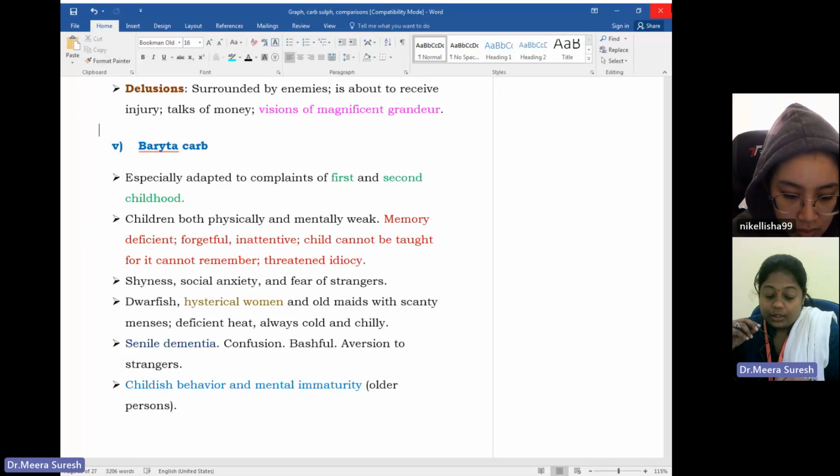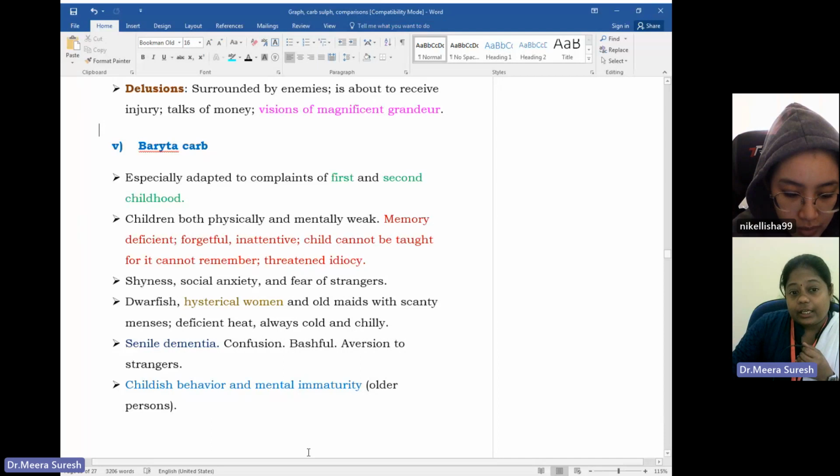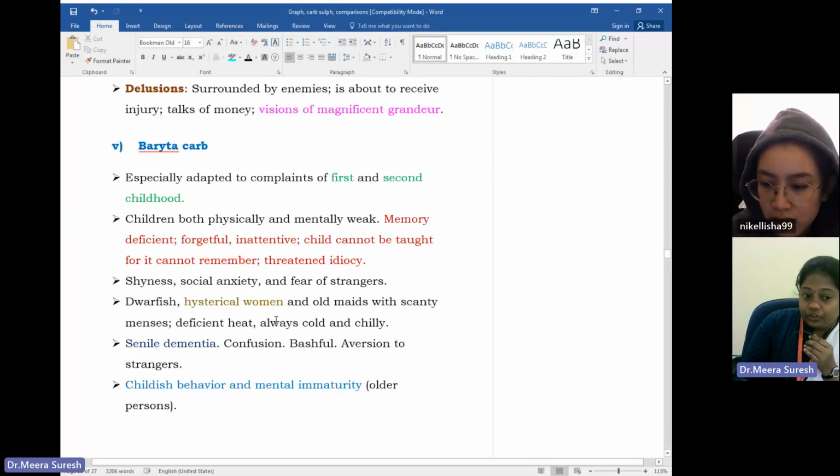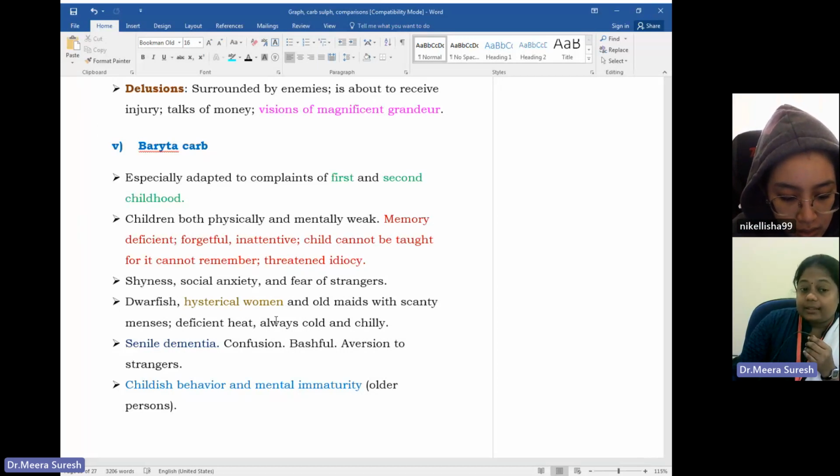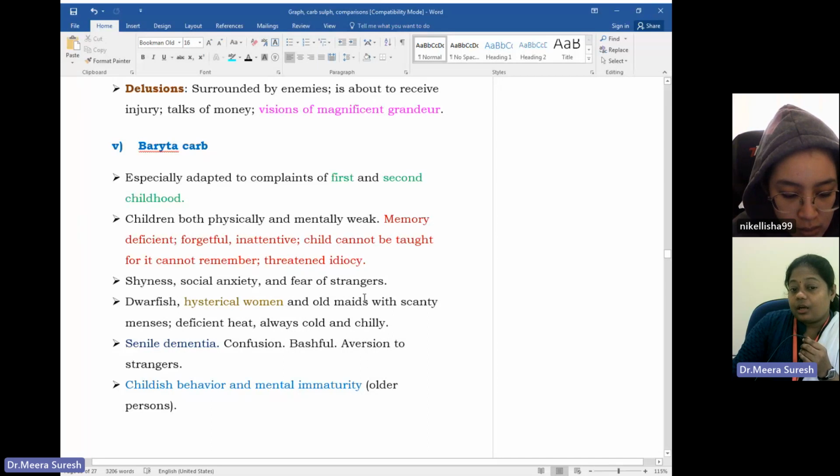So we could connect it to their celibate nature, because they were unmarried, so they are celibate, which means the sexual desire is repressed and hence it is expressed in their mental sphere as hysterical. So that is why I put Baryta carb, just to show that even women who are hysterical in nature could be indicated Baryta carb. And that hysteria is mainly because they are unmarried. So there is a sexual repression.